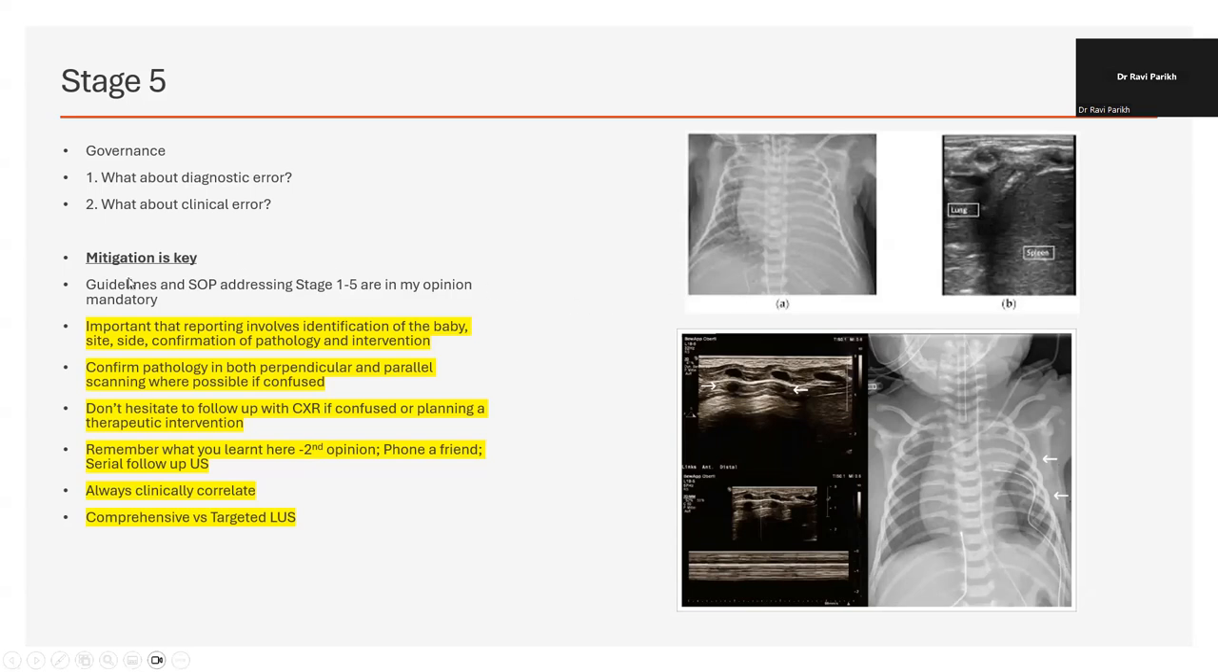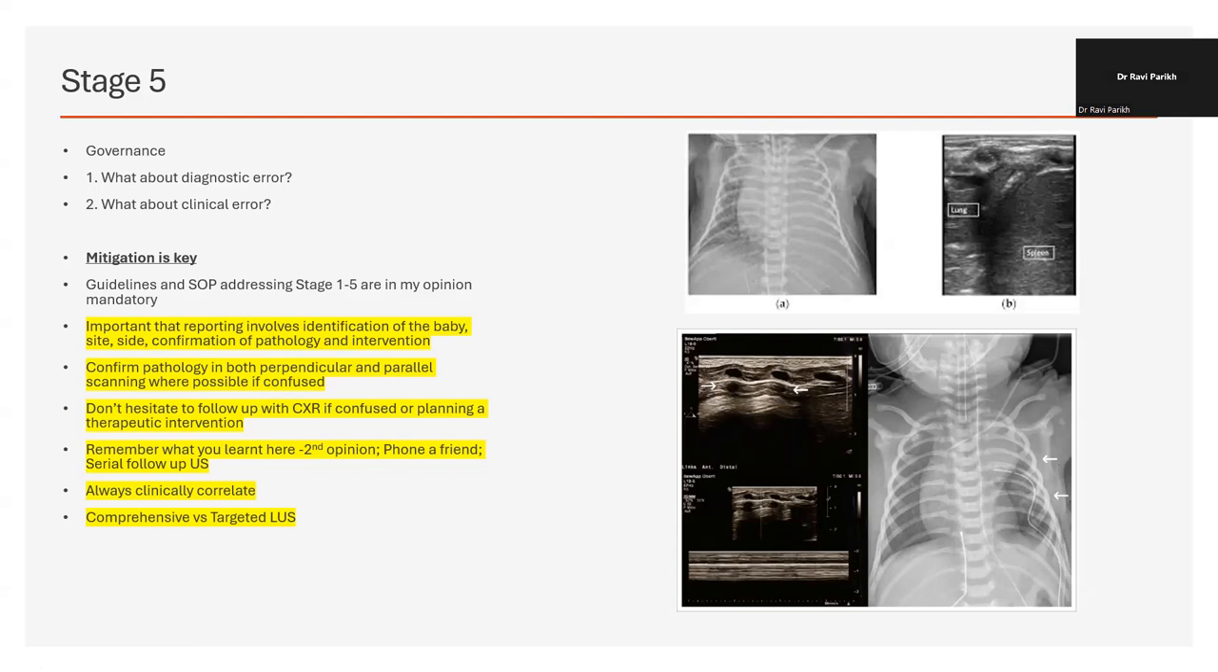When we talk about what I've spoken about so far, stages 1 to 5, guidelines and SOPs will address that. But really, you must not forget identification of the baby site, confirmation of pathology. More importantly, what about comprehensive scans? Now, this is quite crucial. If you do not have a cause for your respiratory distress identified in anterolateral scanning, you have to do a comprehensive scan. If you're worried about a potential pneumonia, you're worried about potential for atelectasis in the posterior parts of the lung, you need to do a comprehensive scan.